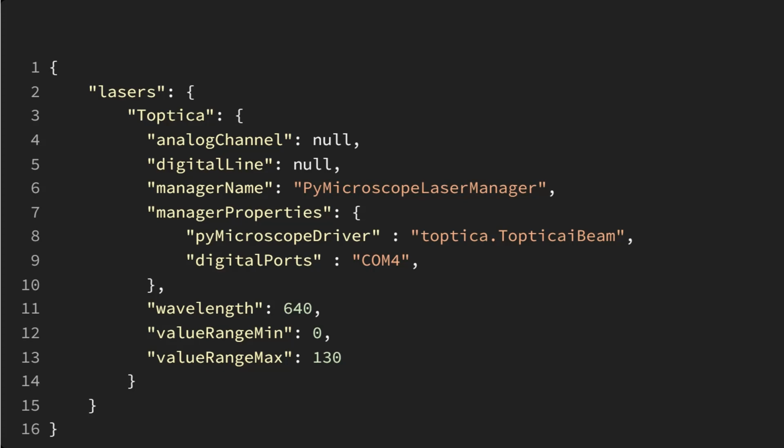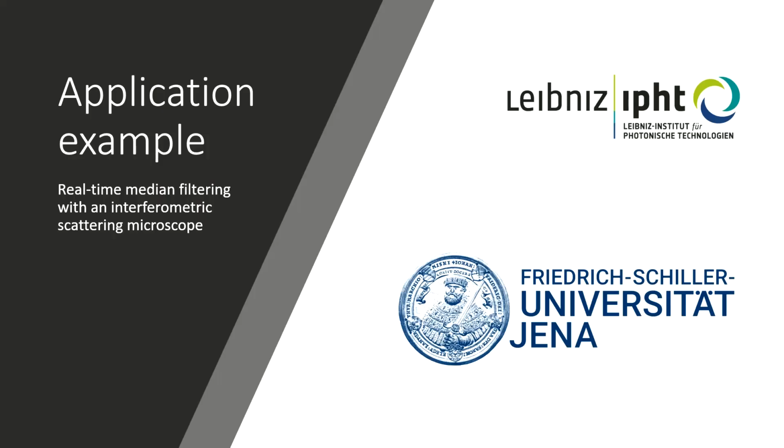So this is an example of the configuration file to represent the laser manager that we want to instantiate. And as you can see, we don't refer to any analog channel or digital line for our laser, but we make sure that in the manager properties, we refer to the specific driver that we are interested in, in this case the Toptica I-Beam, and the required digital ports to access the serial line to connect to the laser.